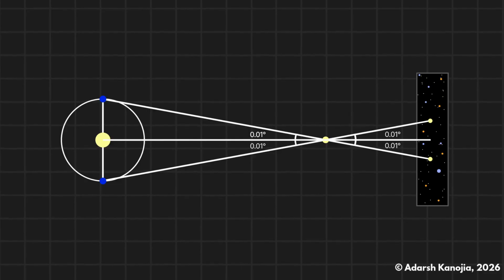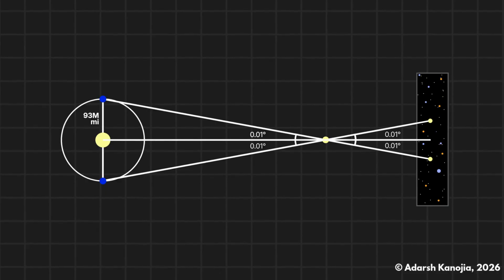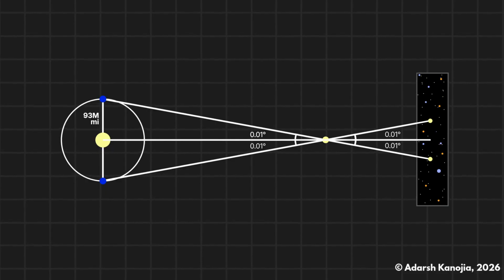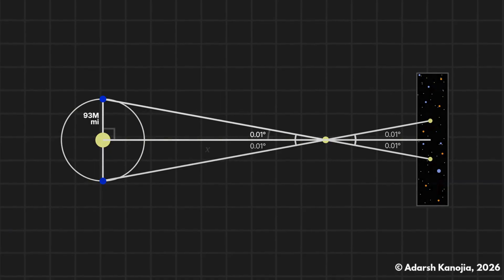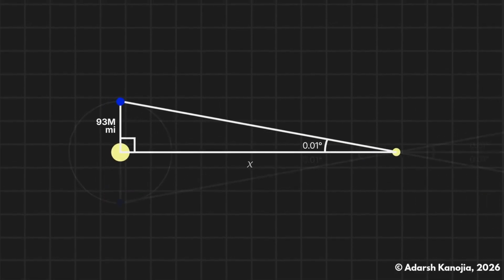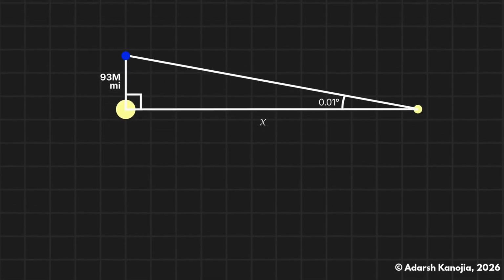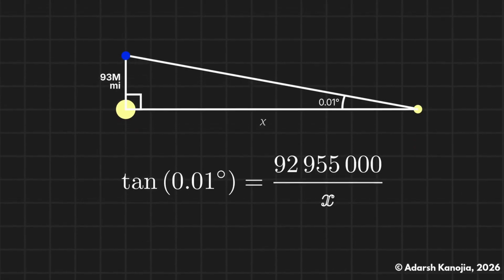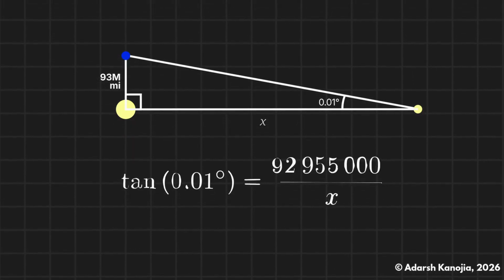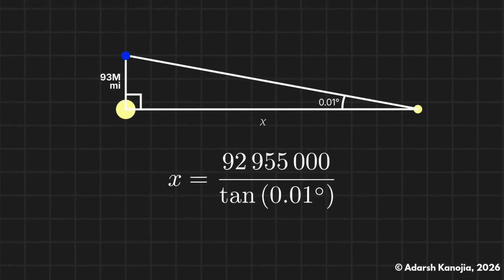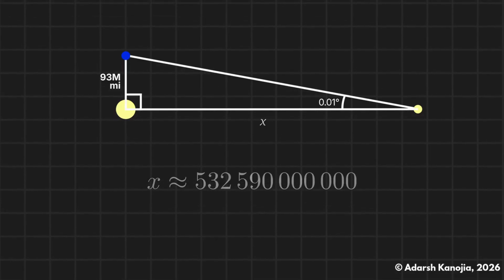Since we know the average distance between the Earth and the Sun is 93 million miles, we have everything we need to find the distance between our star and the star we're looking at. Since we took these photos on opposite sides of the Sun, we have one side length and one angle in a right triangle. Using basic geometry, we can find the approximate distance between this star and our star by solving the equation for x. We find that our distance is equal to 500 billion miles.